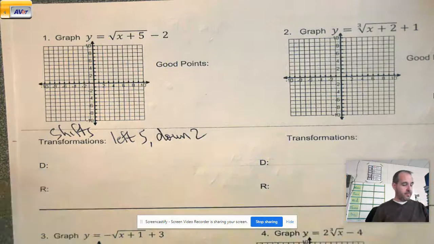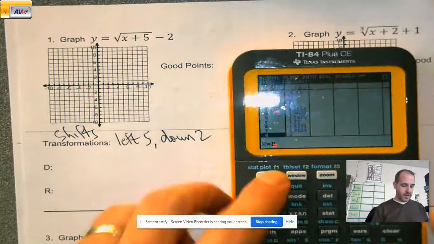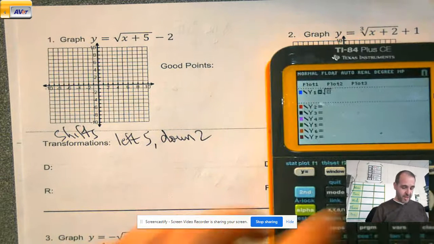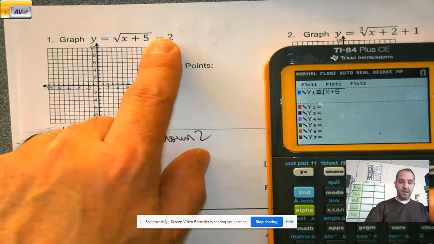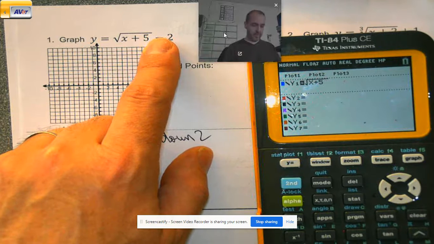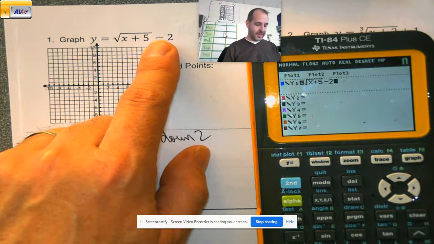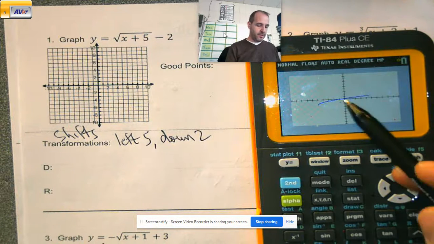We could just go to the calculator. It's an option. Okay, I told you I was going to show you all of them. So always remember again that minus 2 is not under the radical. So I have to move myself. There we go. Right arrow so that minus 2 doesn't get stuck under there as well. So I'm going to graph and I noticed it moved left and down.